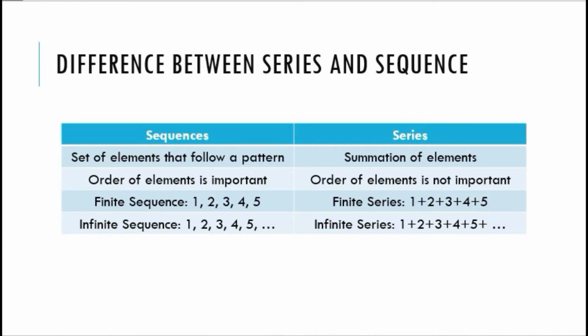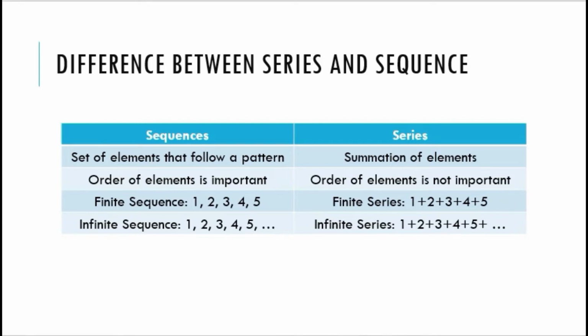Now, we'll move on into the difference between series and sequence. So a sequence is basically a set or a list of elements or terms or integers that follow a pattern, just that. Whereas the series is the summation of the elements, terms, or numbers inside a particular function or a sequence. So in sequences, the order of elements is important because of its nature of being separated by commas.